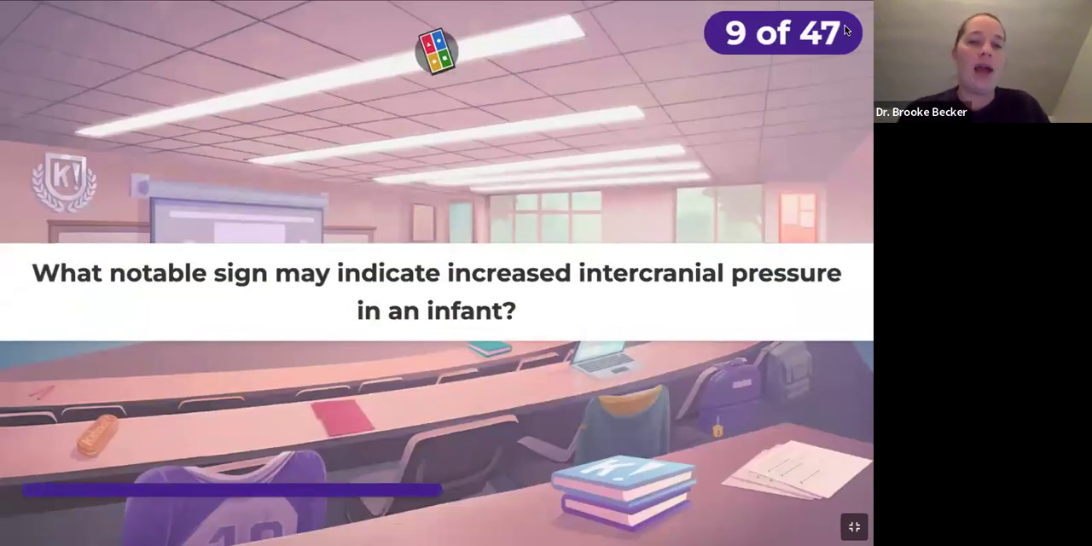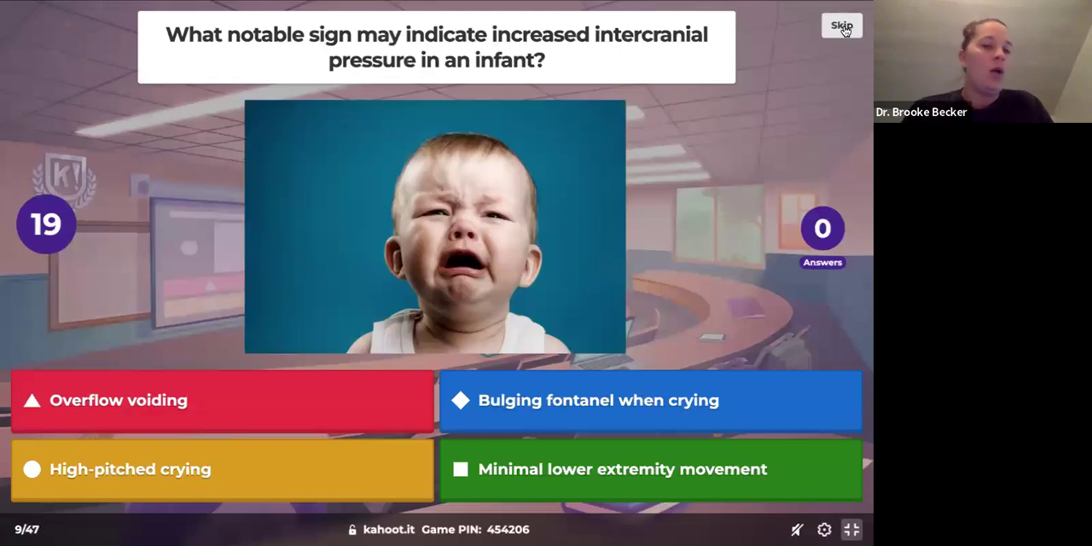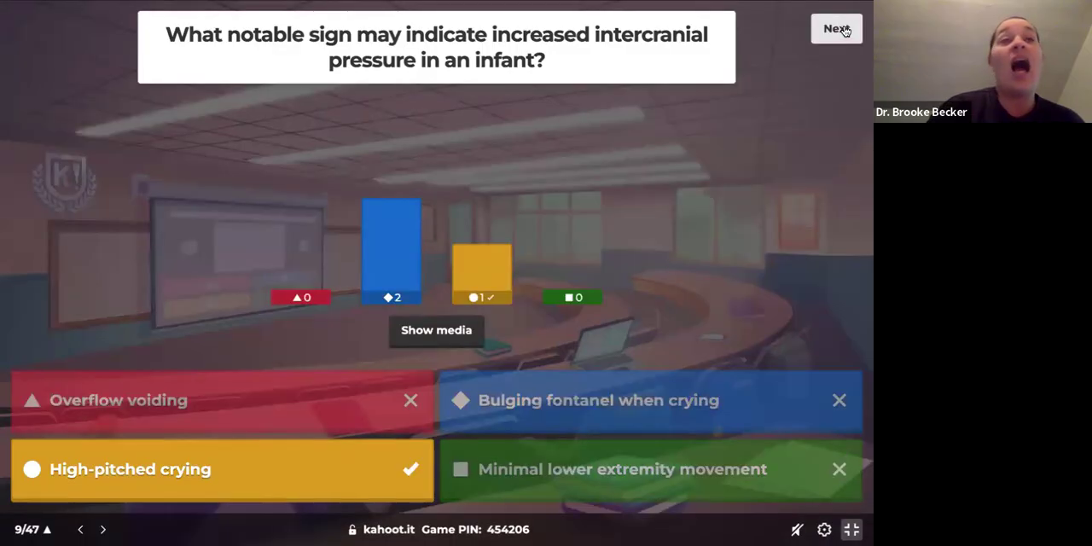What notable sign may indicate increased intracranial pressure in an infant? Overflow voiding, which is red; bulging fontanelle when crying, which is blue; high-pitched crying, which is yellow; minimal lower extremity movement, which is green. High-pitched, shrill cry.